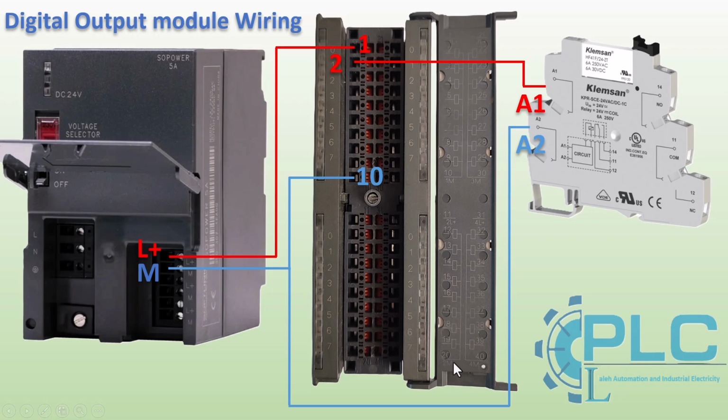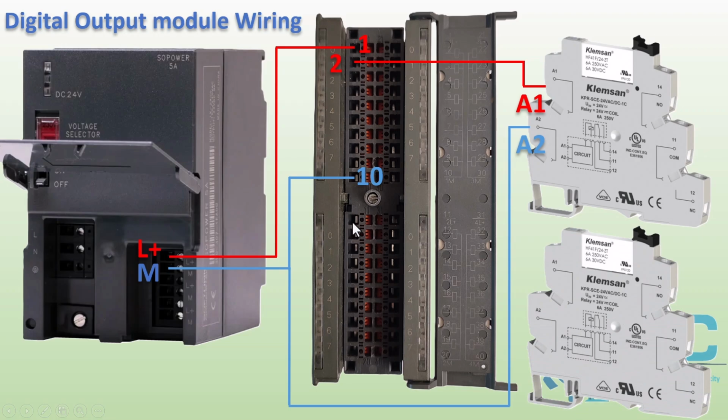1. Connect terminal 11 to the positive L plus terminal of the power supply. 2. Connect terminal 20 to the negative M terminal of the power supply. Now, channel 2 is powered and ready to use. To connect another relay to channel 2, follow these steps. 1. Connect A2 of the second relay to the negative M terminal of the power supply. 2. Connect A1 of the relay coil to terminal 12 on the output module. Now, this relay is also ready to control another external device when its corresponding output is activated.